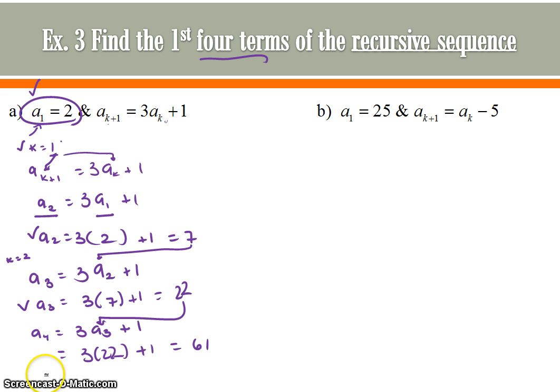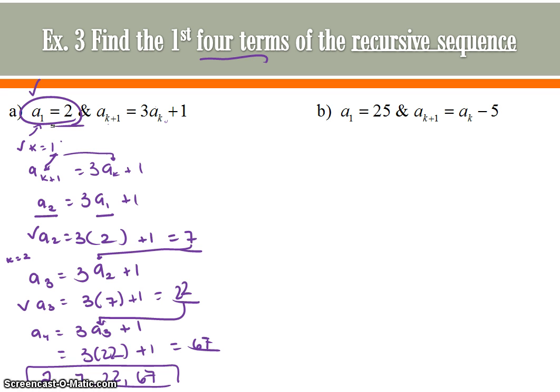66 plus 1 is 67. So the first 4 terms of a sequence, which is written as a list, would be 2, 7, 22, 67. Those would be the first 4 terms of the sequence: 1, 2, 3, and 4.